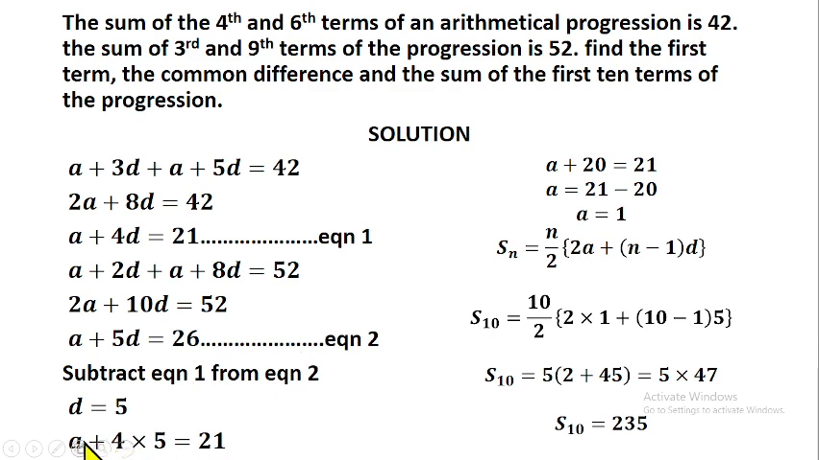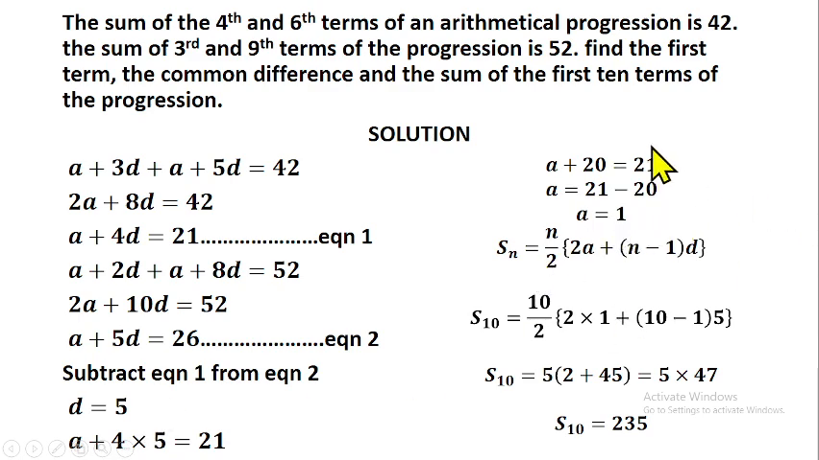So we put that into equation 1. A plus 4 times D, which is 5 times 5, equals 21. That means you have A plus 20 equals 21. A equals 21 minus 20. By collecting like terms, A will be 1. So that means the common difference is 5. The first term is 1.